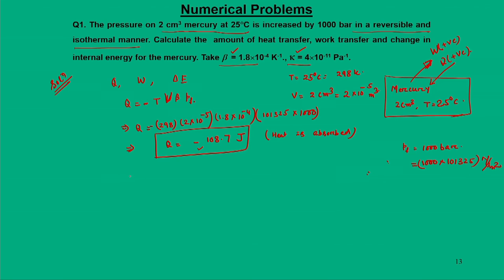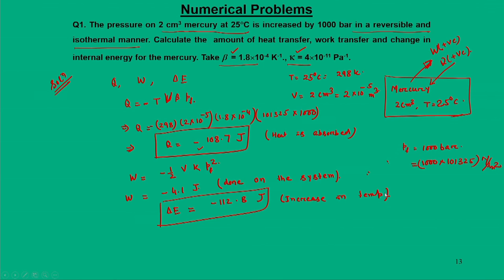And second expression, we can use W as minus half V kappa into Pf square. So, all these numbers are given. By inserting these values, we can say W would be minus 4.1 joule, which means work is done on this system. That is also true because we are increasing the pressure. And from this we can get delta E as the summation of these two, minus 112.8 joule. So, this means internal energy goes out of the system, that is, an increase in temperature.